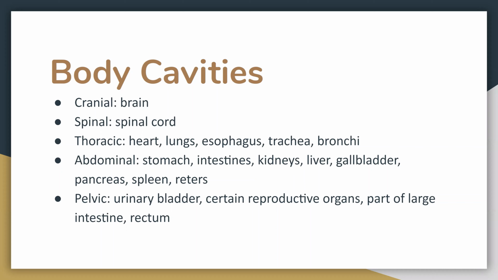the bronchi. Then you have the abdominal cavity, which is your stomach, your intestines, kidneys, liver, gallbladder, pancreas, spleen, and the ureters. And then you also have your pelvic cavity, which contains your urinary bladder, certain reproductive organs, part of your large intestine, and your rectum.